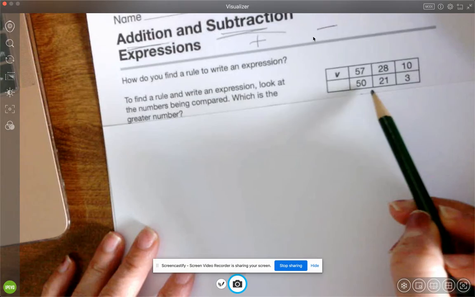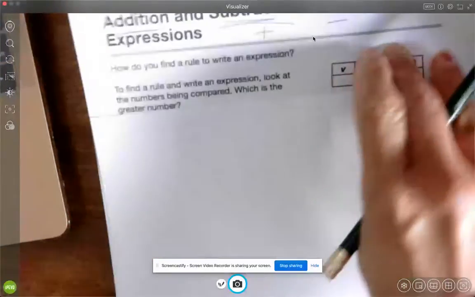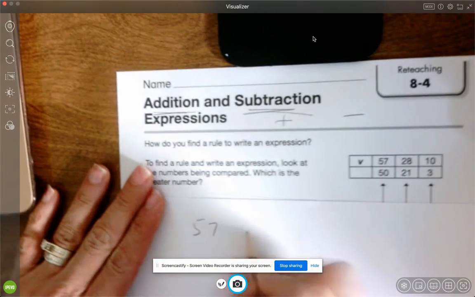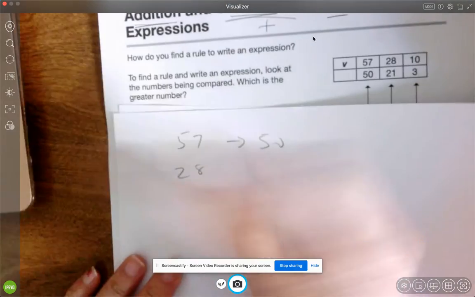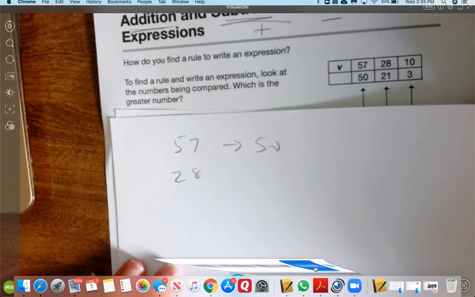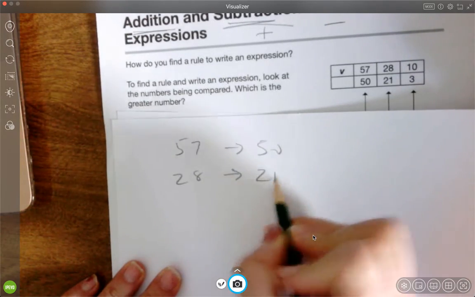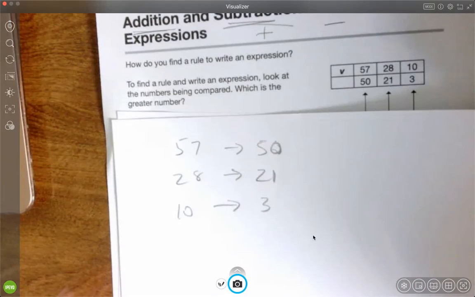So we have 57, 50, 28, 21, 10, and 3. How are these all related, right? 57 goes to 50, 28 to 21, 10 goes to 3. How are these all related?